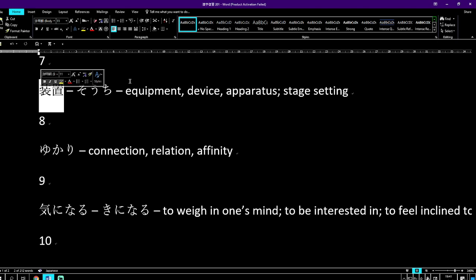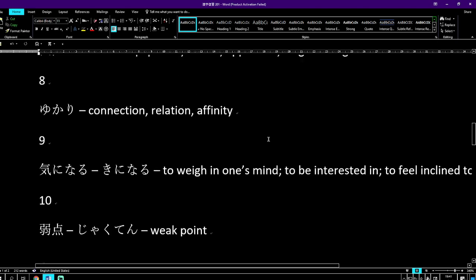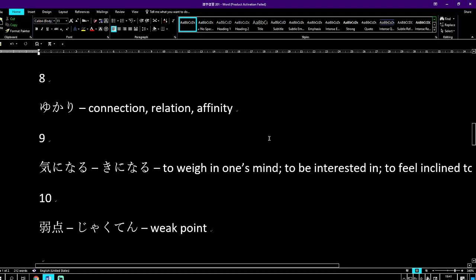Sochi is an apparatus or a device. Number 8 is yukari. A yukari is a connection, relation, or an affinity to something.